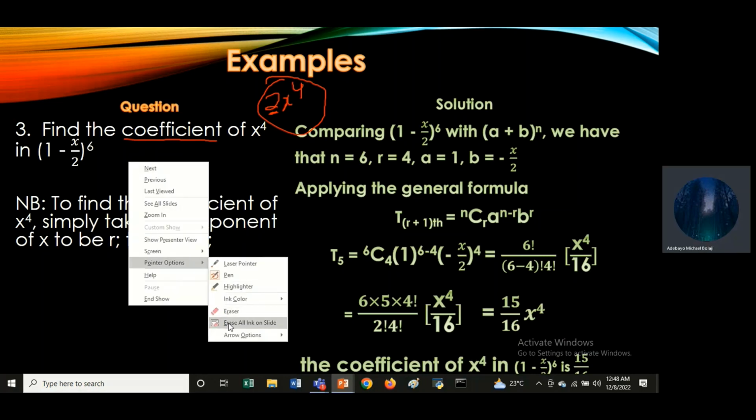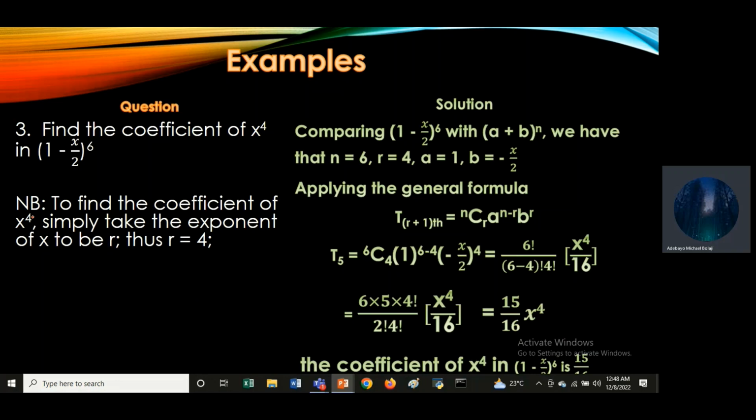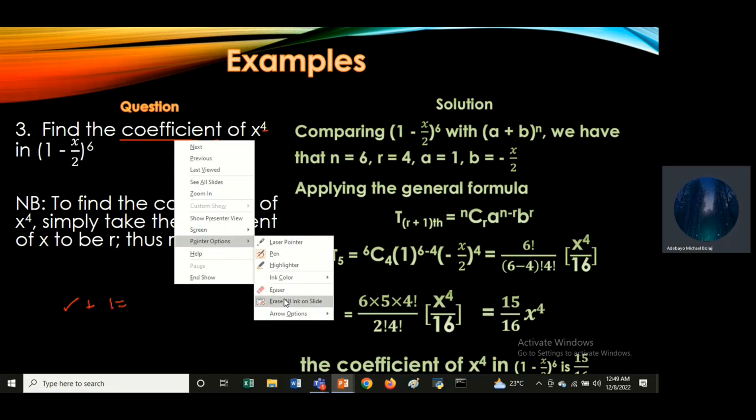Now you should note that to find the coefficient of x raised to the power of 4, when you have a question like this, simply take the exponent of x. What's the exponent of x here? 4, right? Simply take the exponent of x to be r. Thus, r equals 4. In our last examples, we did r plus 1 equals the term number, which would make r equal to 3. But in this case, because we are looking for the coefficient, we just take the exponent of x to be equal to the value of r. Is that okay? Okay, I think we got that.